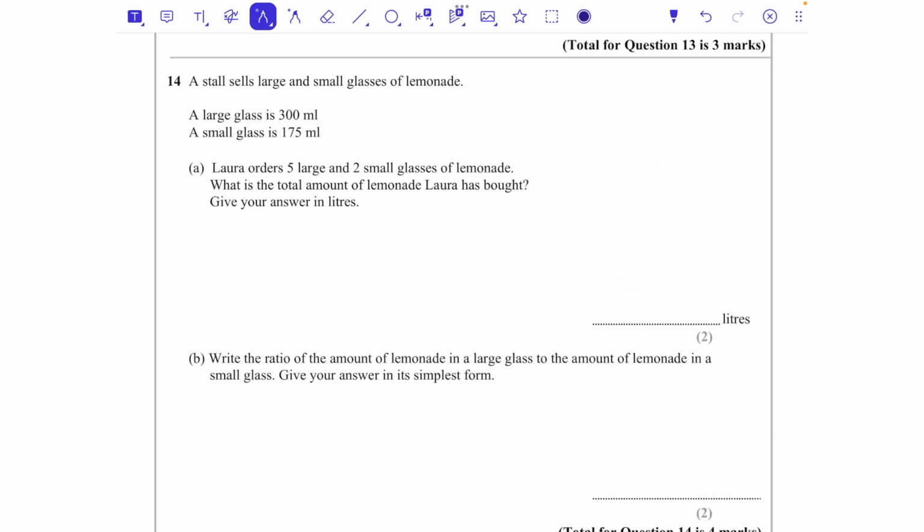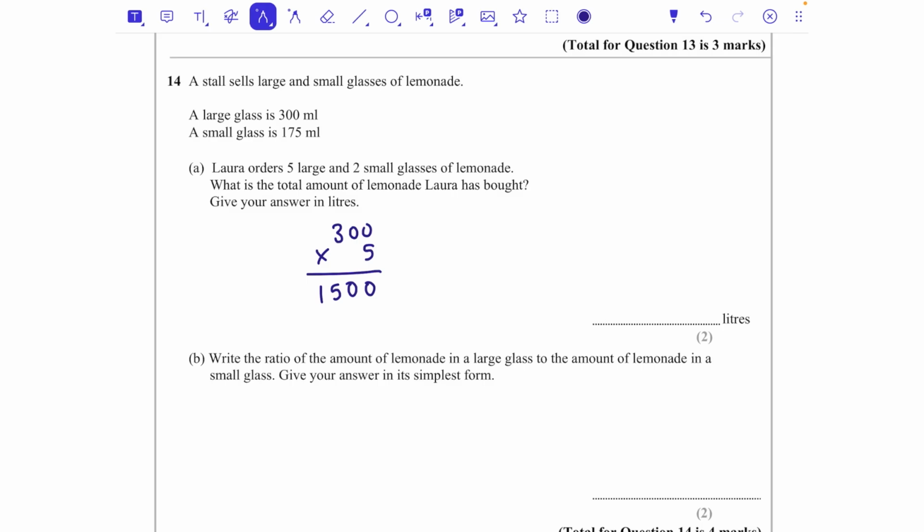Question number 14. A stall sells large and small glasses of lemonade. A large glass is 300 ml and a small glass is 175 ml. Laura orders 5 large and 2 small glasses of lemonade. What is the total amount of lemonade that Laura has bought? So she's bought 5 large, so we're going to do 300 multiplied by 5. 5 times 0 is 0, 5 times 0 is 0, and 5 times 3 is 15, so that's 1,500.